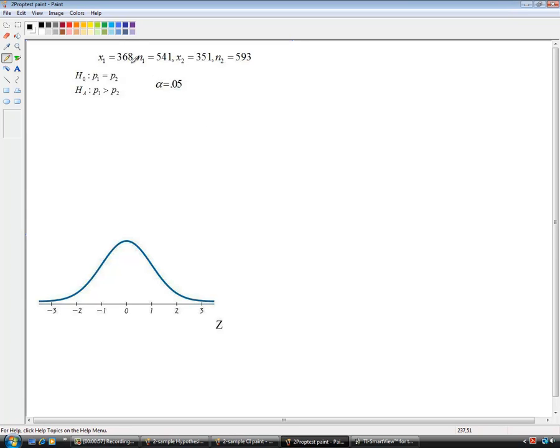So we have 368, that's well above 15. And 541 minus 368 is 173, so that's above 15. And the same thing will work for the second proportion. So we get to use the z-distribution.